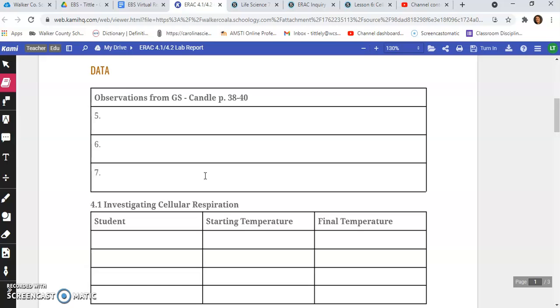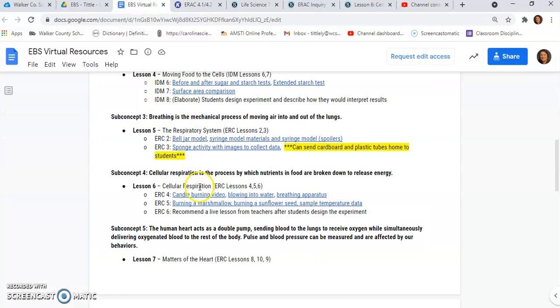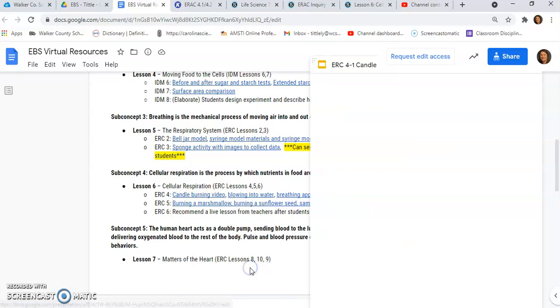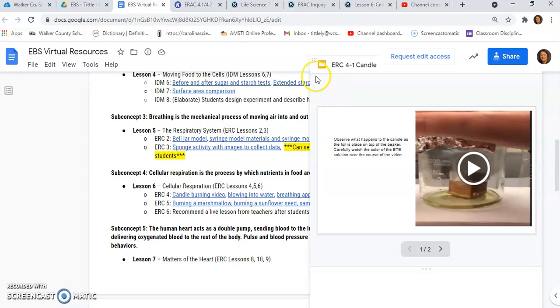So let's switch over and look at the candle burning so that we can make our observations. Look for color changes, look for gases that we talk about so that you can make some observations. Even looking at the candle burning itself and what happens to the candle could be a good observation. So I'm going to switch over and show you the candle burning video clip and slide. Okay, let me pull this up a little bit bigger so you can see it better.